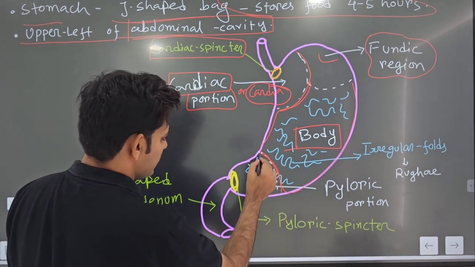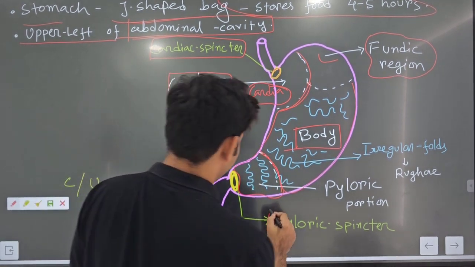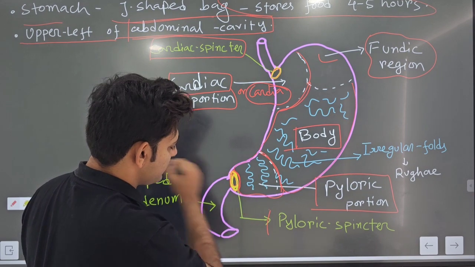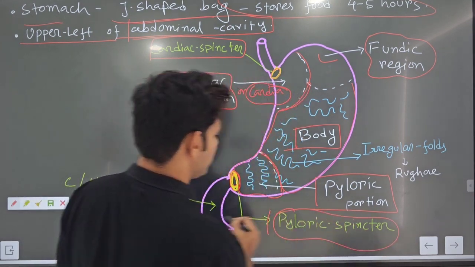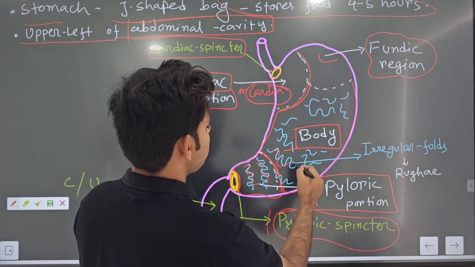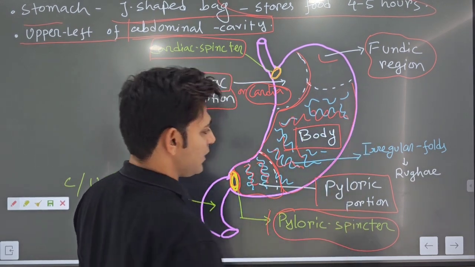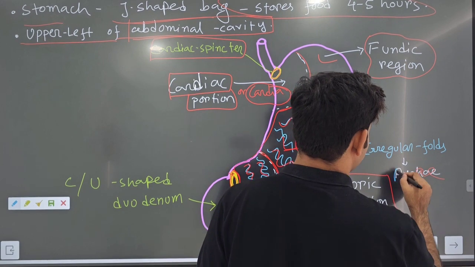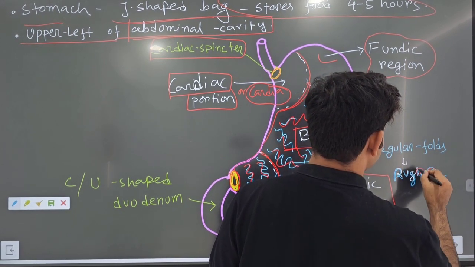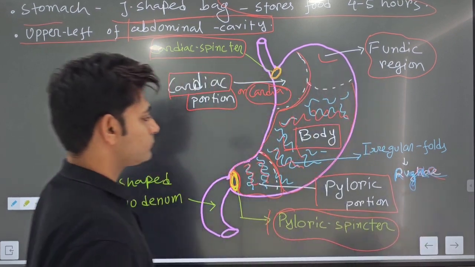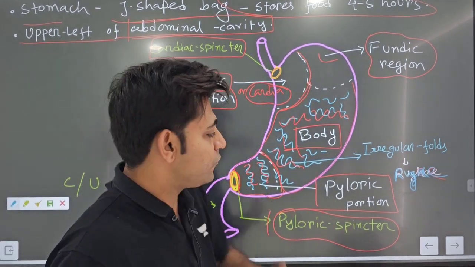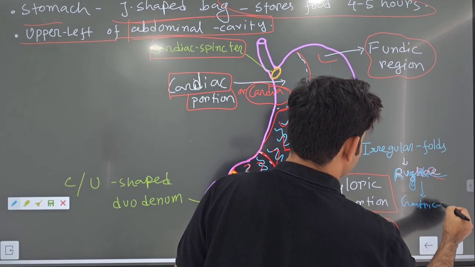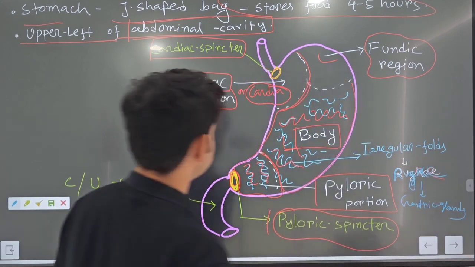And the last part of the stomach is the pyloric end, or pylorus. Now this pyloric end is guarded by another circular muscle, the pyloric sphincter. In the pyloric region and body region, some irregular folds are present. They are called gastric rugae. And inside these irregular folds of gastric rugae, gastric glands are present.